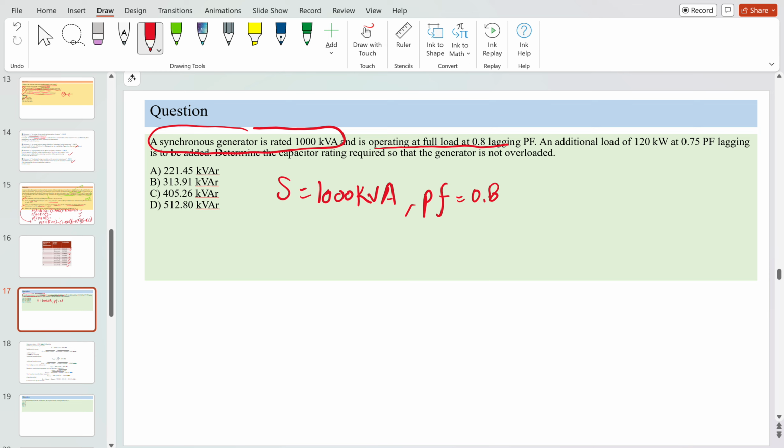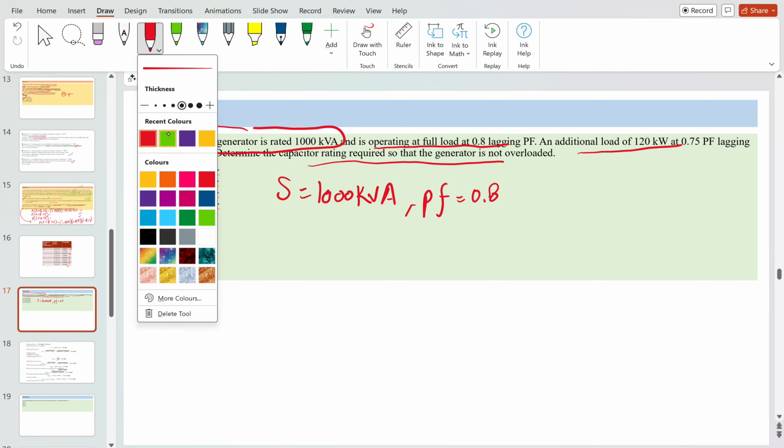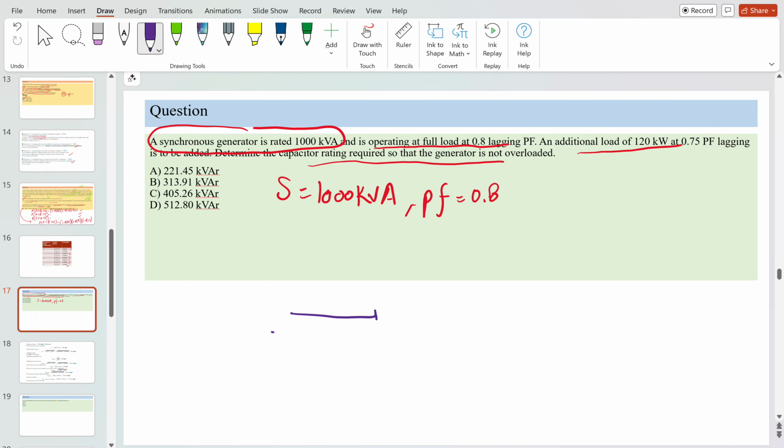An additional load of 120 kilowatt at 0.75 lag got added, and determine the capacitor rating required so the generator does not get overloaded. When you see this problem, there is certain power already in the system which is being consumed, and it is lagging. So it also has some reactive power going into that. This is power P, this is Q, and this is the 0.8 lag. Then it is telling that you got some additional load into the system.